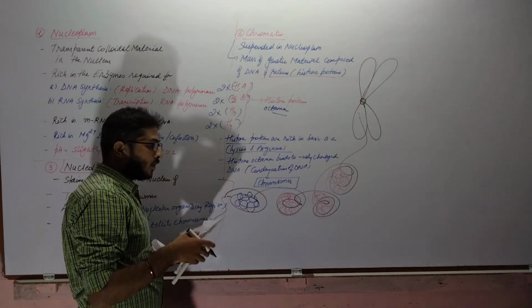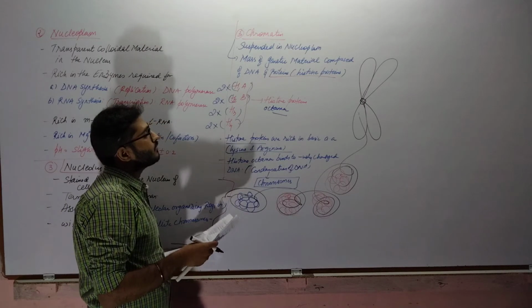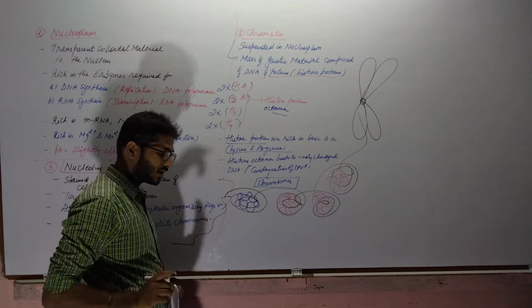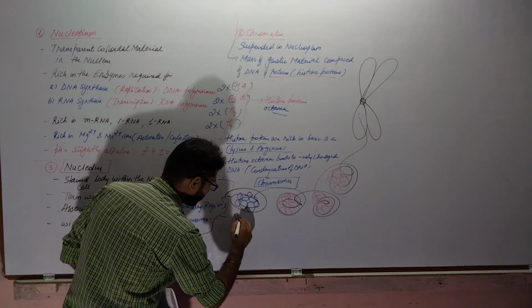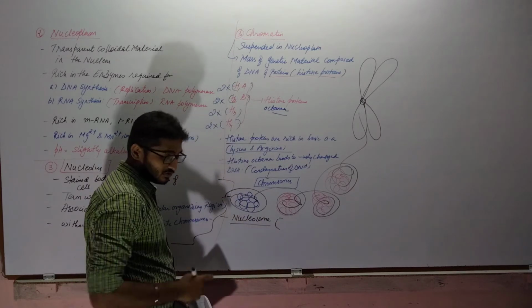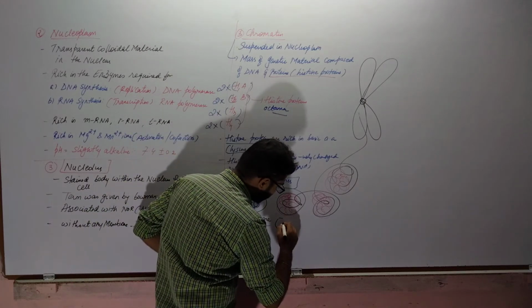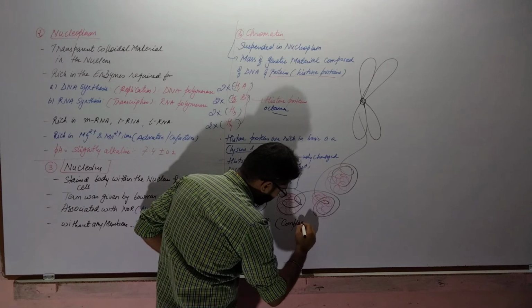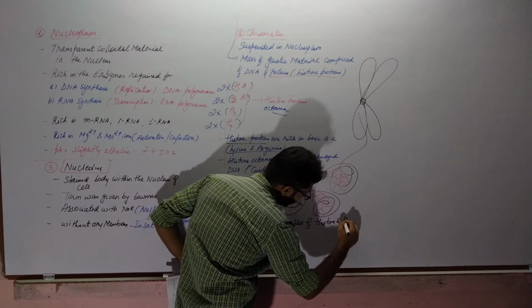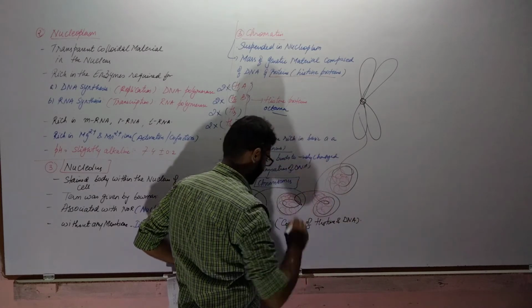Now the complex that is formed of 2 components, that is histone proteins and the DNA, this complex is called nucleosome. So what is nucleosome? This is also you have to remember. It is nothing but the complex of histone proteins and negatively charged DNA.